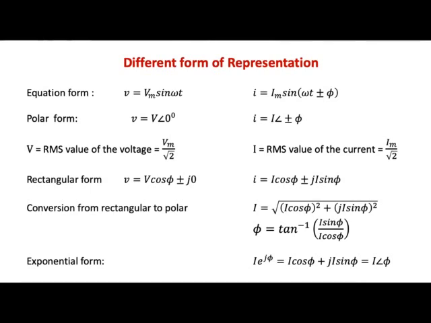Now if you want the conversion from rectangular to the polar form, then I will be given as the square root of (I cos phi) squared plus (I sin phi) squared, and that will give you the RMS value, which can be used in the polar form of representation. And phi will be calculated as tan inverse of I sin phi divided by I cos phi. Exponential form of representation is also there, which we represent as I e to the power j phi, and with Euler's identity, we know that it can be written as I cos phi + j I sin phi, which is the same as the rectangular form, and that will be equal to the polar form of representation, I angle phi.